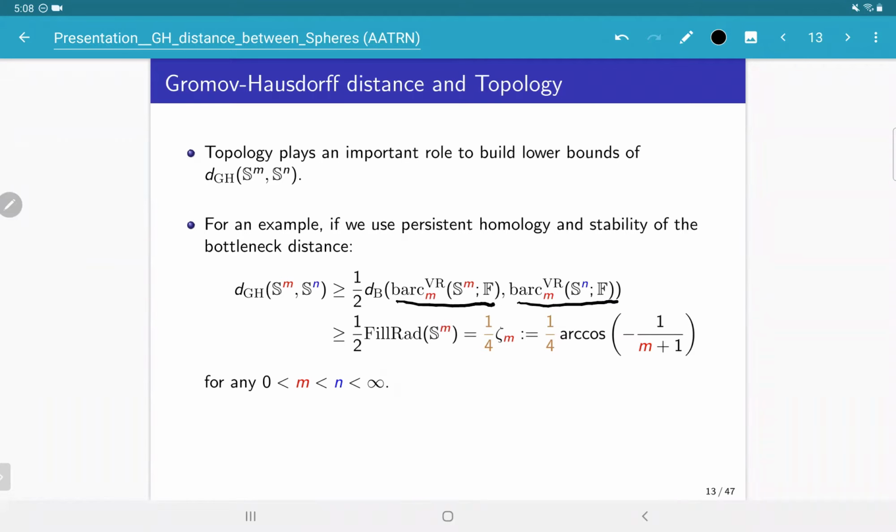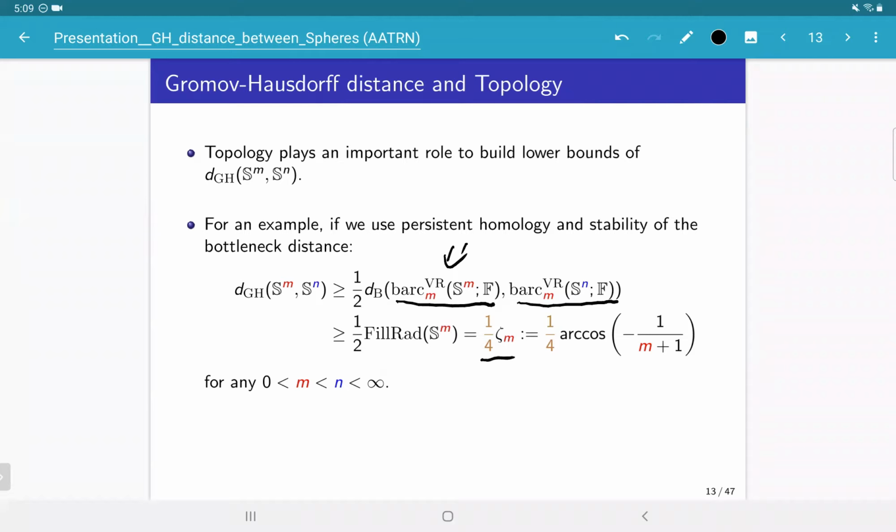And there is another result in my other project, computing the intervals in the barcode of spheres. We were able to compute that this 1/2 times the bottleneck distance between two barcodes is actually lower bounded by 1/4 times zeta sub m. Here, zeta sub m is arccosine of -1/m plus 1.